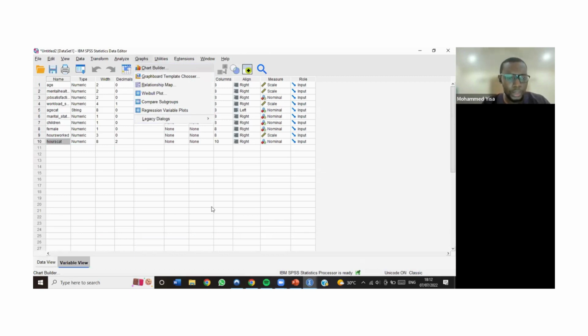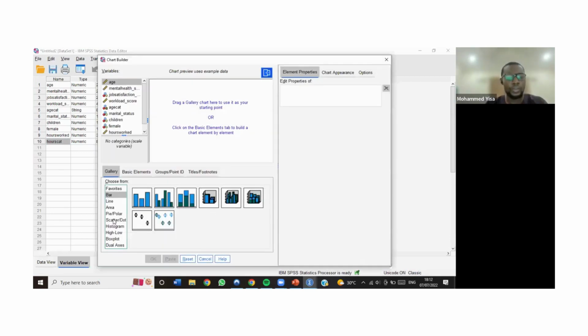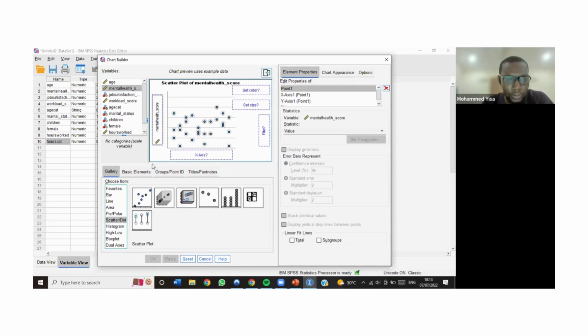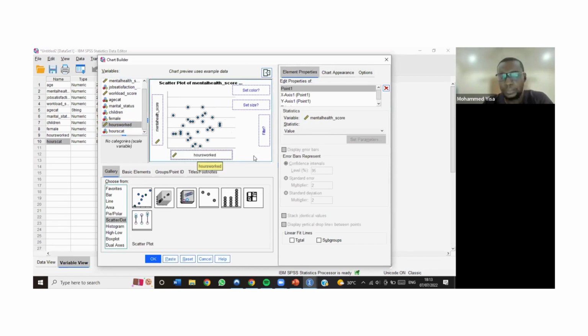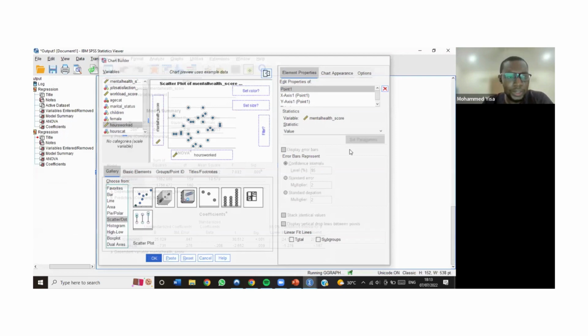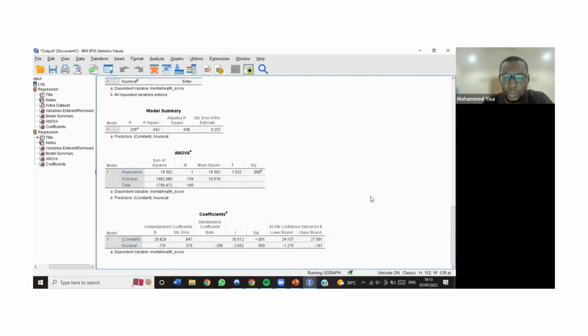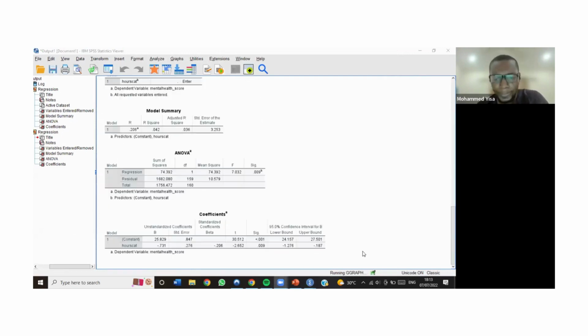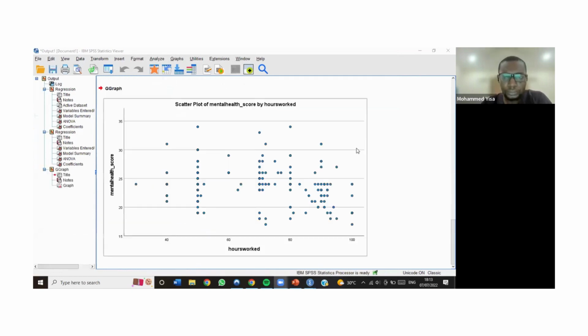Chart builder, scatter plot. Okay, come to scatter plot. I want to plot a scatter plot of the mental health score, which is the dependent variable. The dependent variable comes onto the y-axis, and hours worked comes onto the x-axis. And then we just click on OK. We wait for SPSS to do its thing. Where's the chart? Okay, it's still running the graph. Okay, mental score versus hours worked.